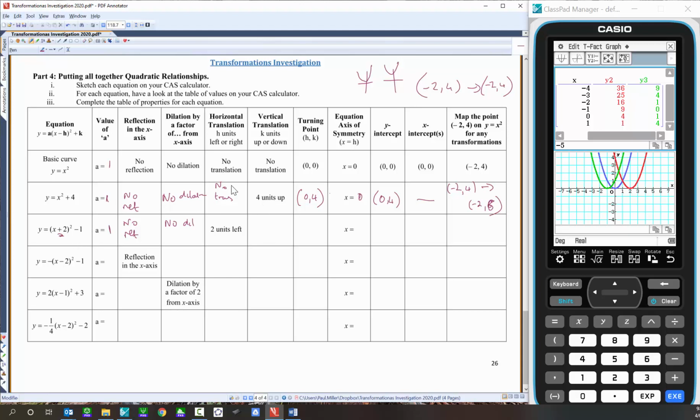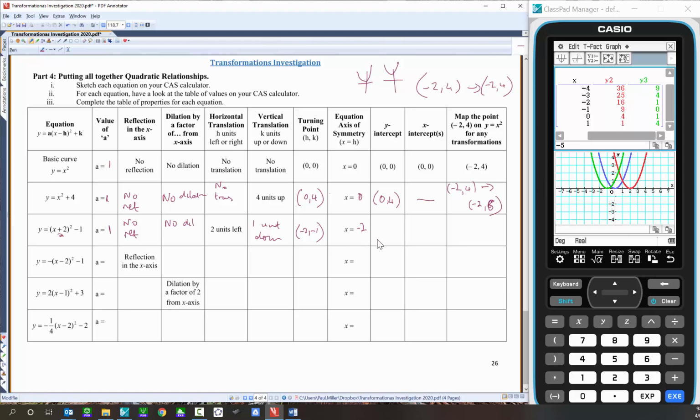Now, this negative 1 will shift it 1 unit down. What that will do is also shift the turning point, okay? So the turning point is going to be picked up and moved as well. So the turning point, instead of being 0, 0, will go 2 units to the left and 1 unit down. So 2 units to the left will leave me at negative 2, and 1 unit down will be negative 1. That will also move the axis of symmetry, which would typically be at x is equal to 0. It's going to also move the axis of symmetry 2 units to the left. X is equal to negative 2.